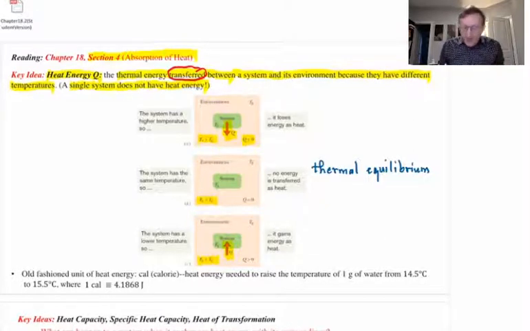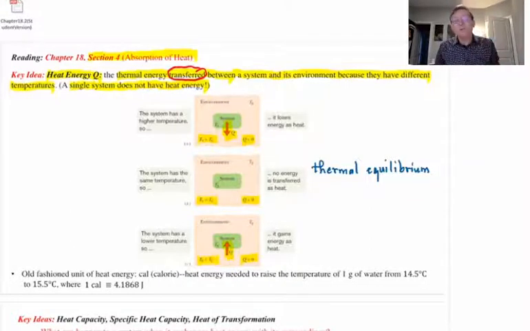In the middle case, where the system and the environment have the same temperature, i.e. thermal equilibrium, there'll be no energy transferred as heat, so we would denote that as Q equals 0. And in the third case, where the direction of energy transfer is into the system, we will use the sign convention that Q will be a positive number in joules.